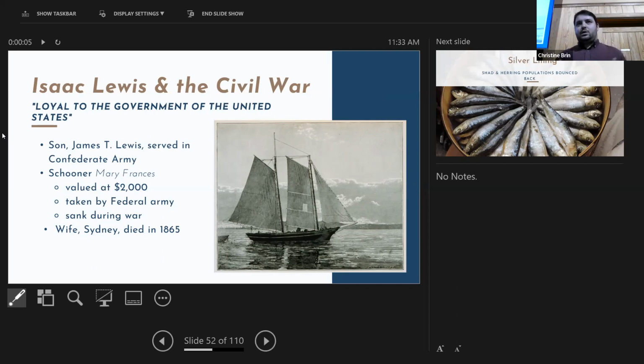Well, federal troops take his vessel, and I don't know exactly what happened, but it wound up sinking in the Neuse River, and he was out $2,000. Also, towards the end of the war, his wife died. We don't really know what happened there, but there's a lot of loss that this guy went through during the war.